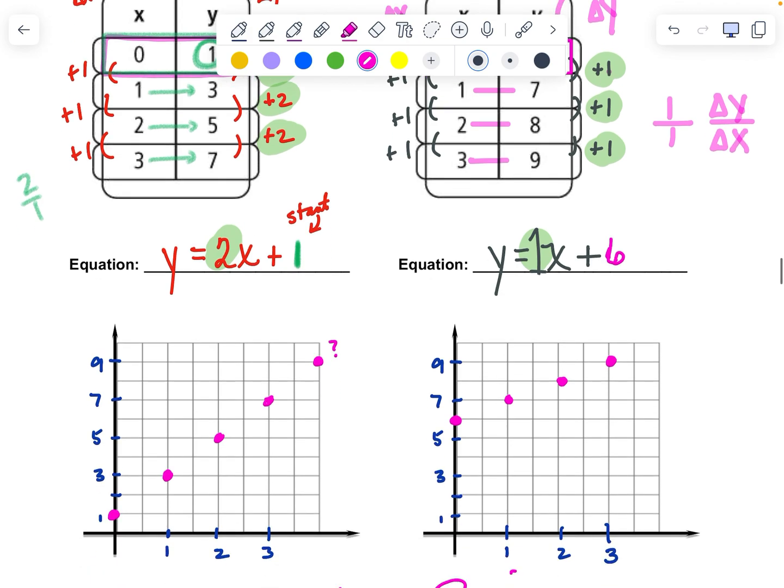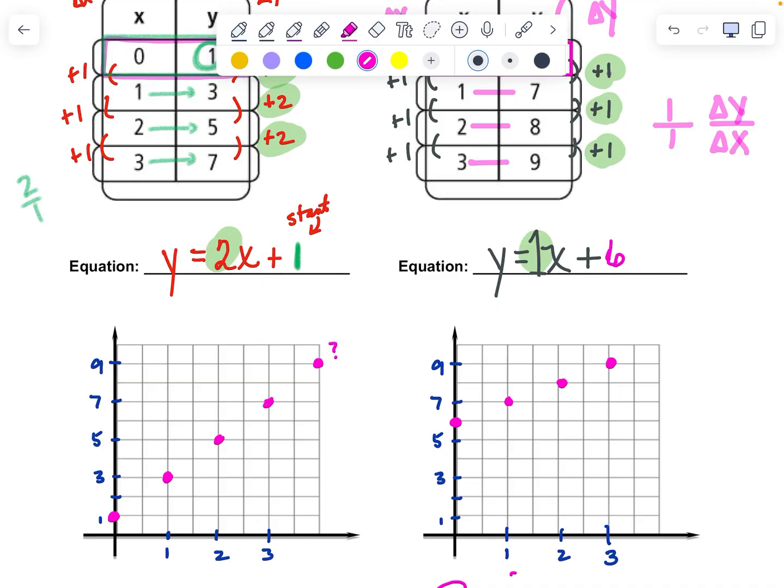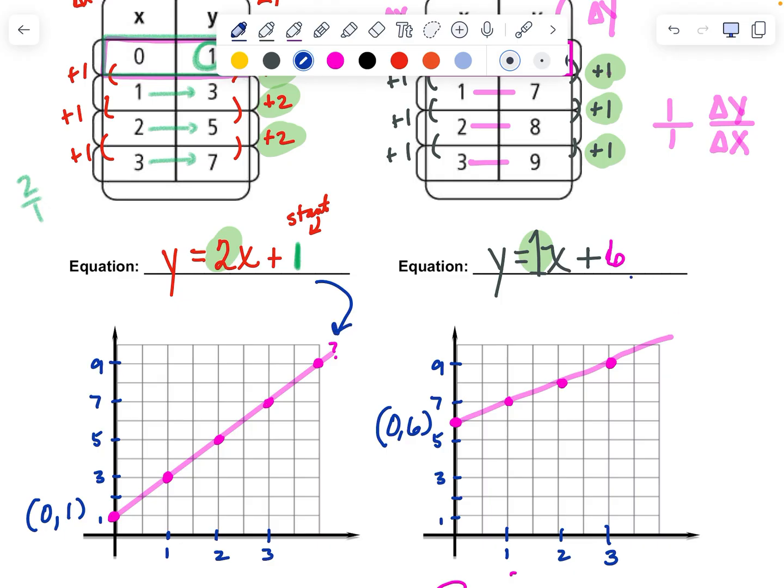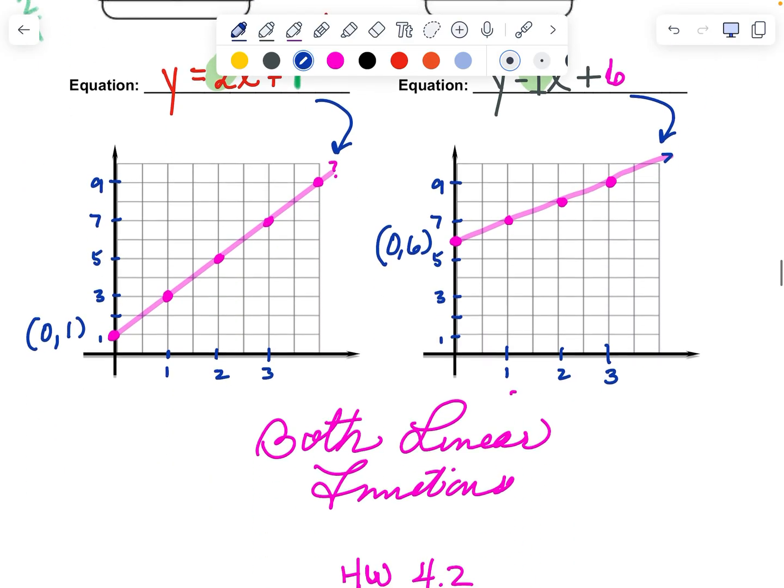All right, and then we graph those. When you graph them, you already have your table of values, so you can see both of them are linear. You can connect those points with a line, and you see that in both cases, you have this point where you start off, here's (0, 1). Here's (0, 6). Okay? This is the equation here. This is the equation over here. Okay? And both are linear functions.